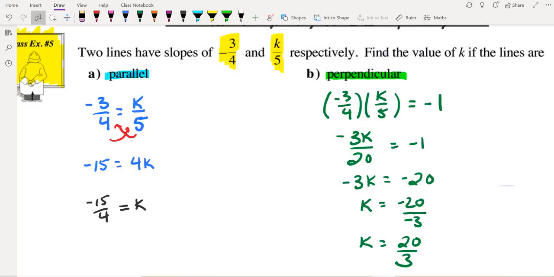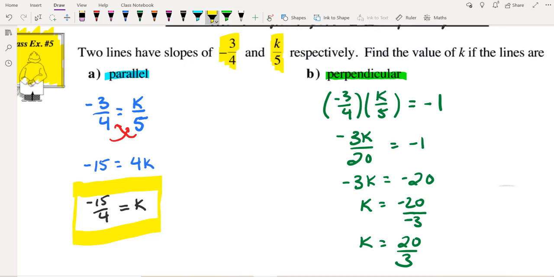Okay. When solving to see if they're parallel, we cross multiply, bring the 4 up with the k, and the -3 times the 5 gives us -15 is equal to 4k. Then we solve for k by dividing by 4, and so k is equal to -15 over 4 if we want these lines to be parallel.